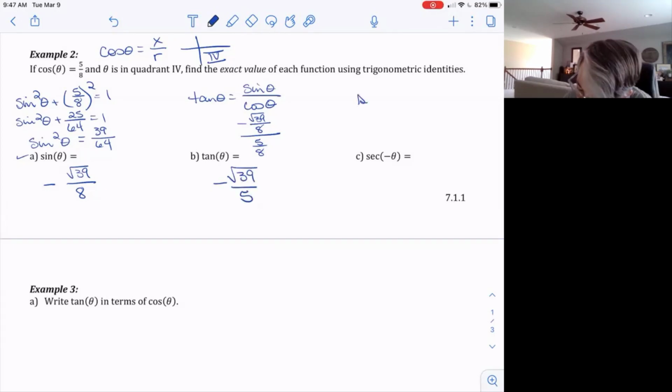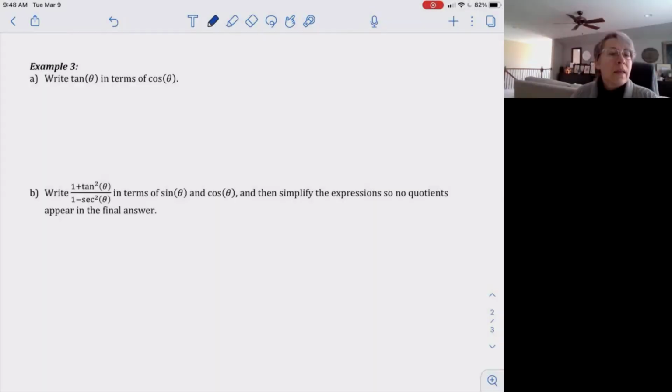For secant theta, remember secant of negative theta is the same thing as secant of theta because it's the reciprocal of cosine. So if it's the reciprocal of cosine and the signs don't change, we just have an 8/5. No work to do.